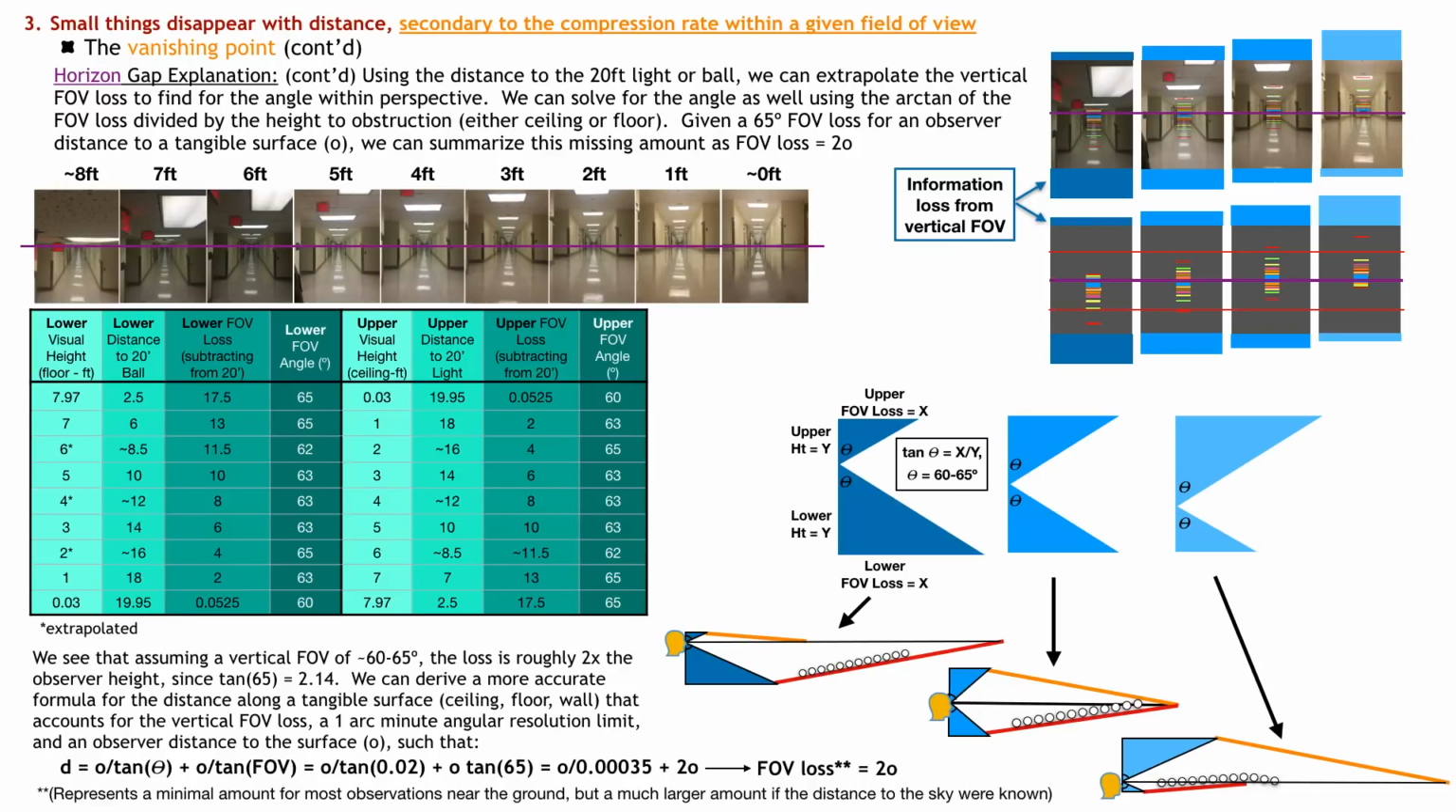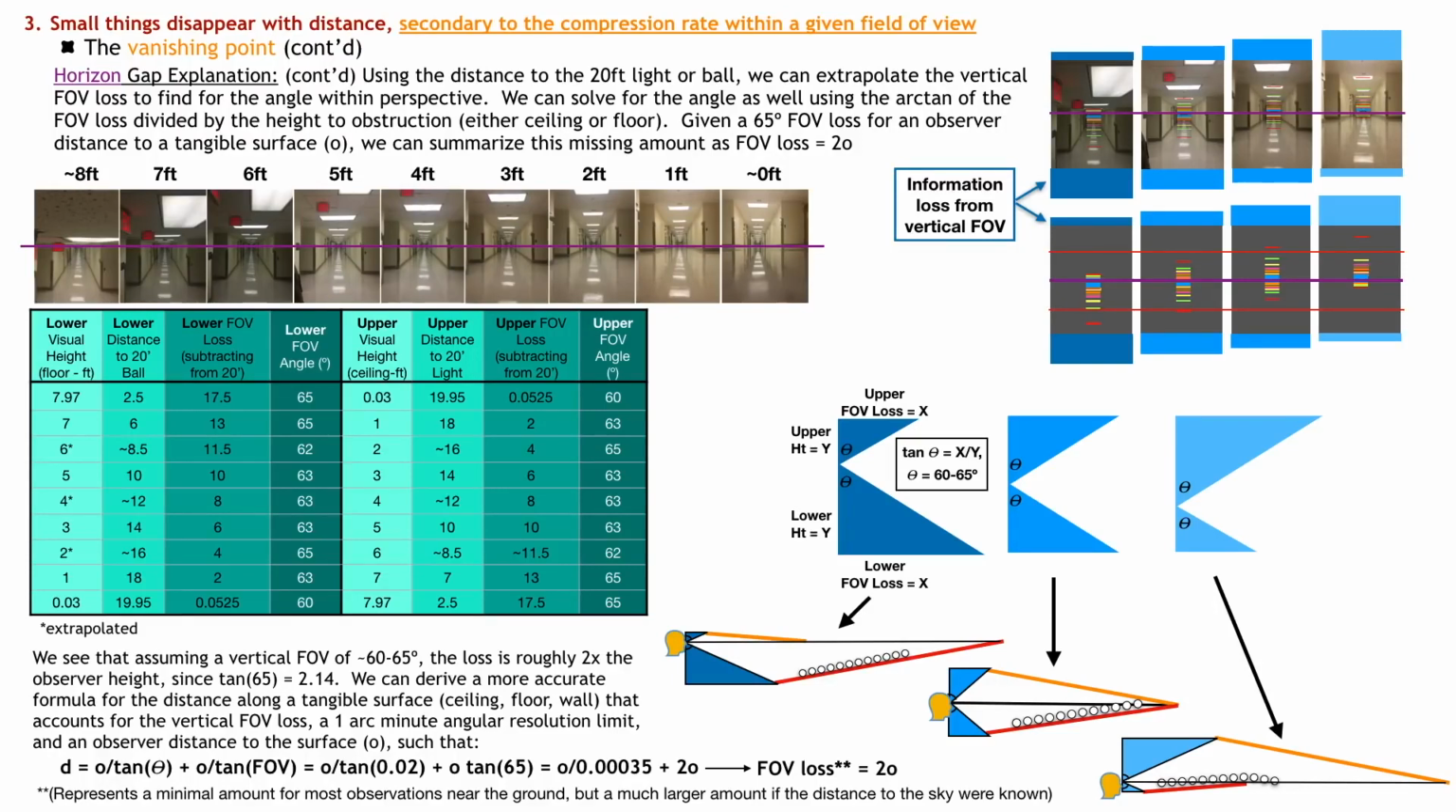lower visual field is visible before I see that first ball. And I know that that first ball is 20 feet away. So if I'm at an 8-foot observer height, I only see about 2.5 feet within that lower frame before I see the first ball. Whereas when I lower my eye height down, I can see roughly 19.95 feet before that first ball.